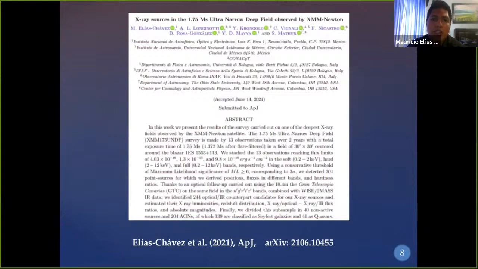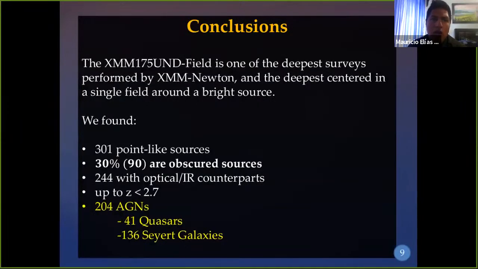I have to mention that this work and all of our results are presented in Elia Chavez et al. 2021. So I leave my conclusion here and thank you for your attention.